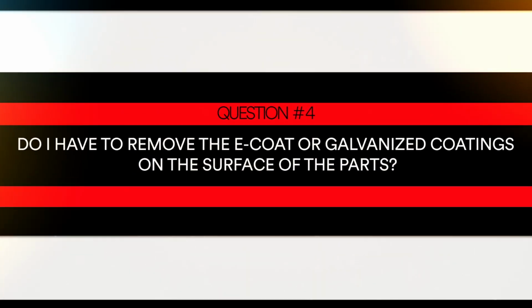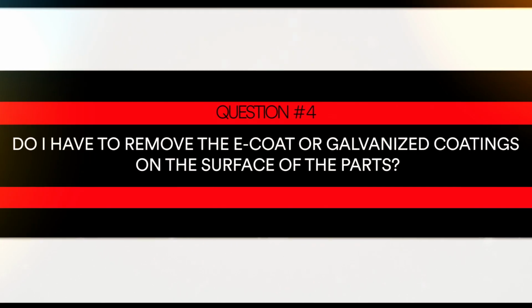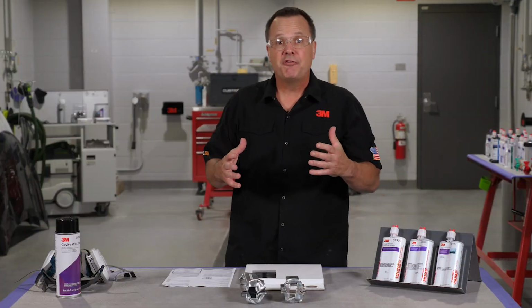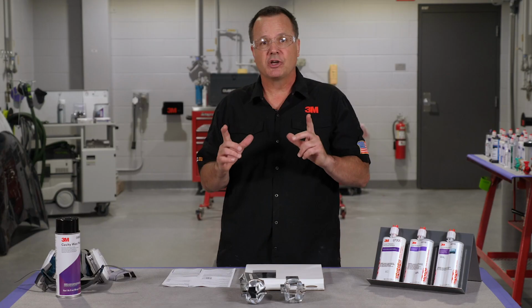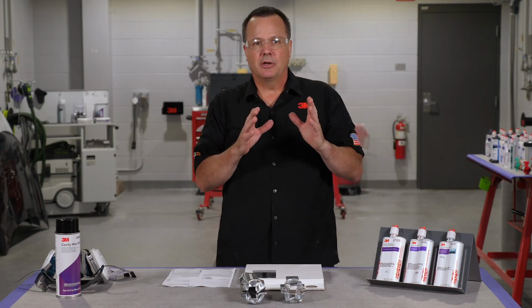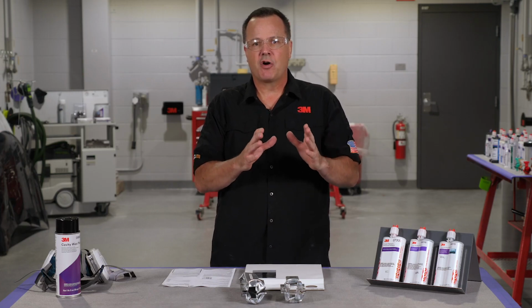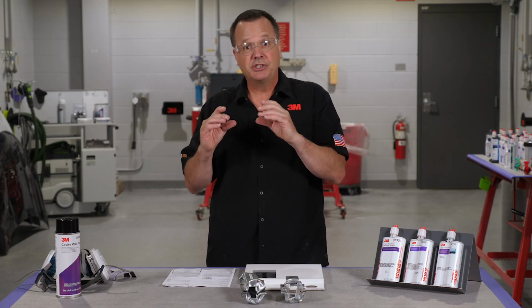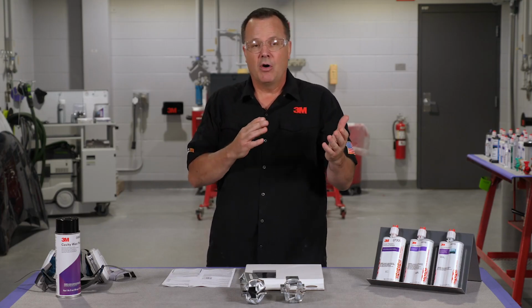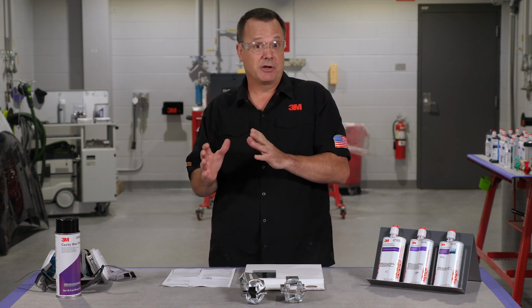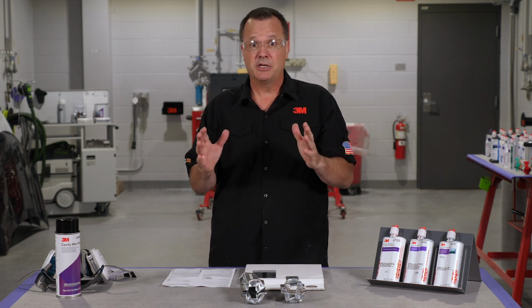Okay, question number 4. Do I have to remove the E-coat or galvanized coatings on the surface of the parts? And the answer is, again, follow OEM recommendations. However, there's a caveat there. Many of the OEMs will actually, in their instructions, state to defer to the adhesive maker's instructions for the specific procedures, only because the OEM does not always know which adhesive you're going to select for that particular vehicle. So the instructions may be slightly different.